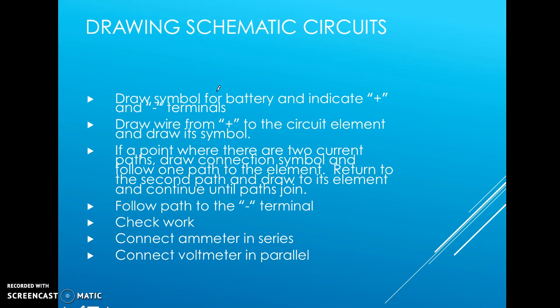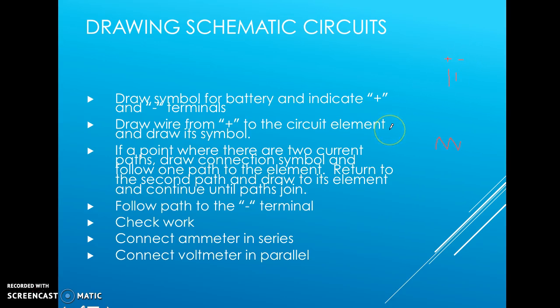So we have to follow a few rules when we're drawing the schematic symbols. So let's say we want to connect a battery and we want to put a light bulb in the circuit so that the electricity can flow through it. First thing on our list is that we need to draw the symbol for the battery and indicate the positive and negative terminals. So we know now that the positive terminal is the long side and the negative terminal is the short side. We also know that charges flow from the positive, the area of high potential, to the negative, which is the area of low potential.